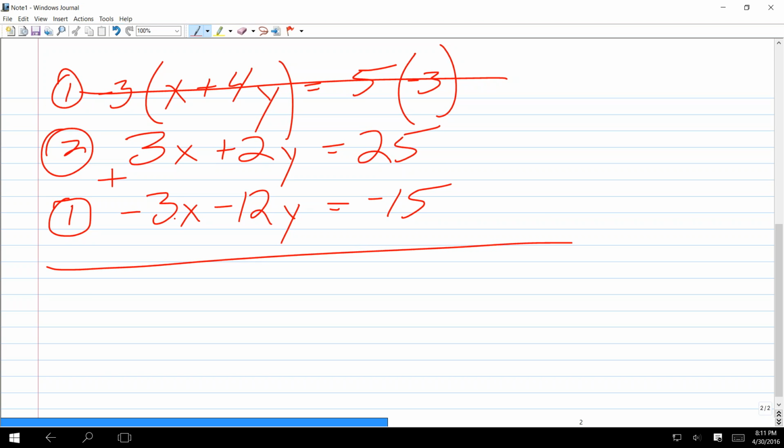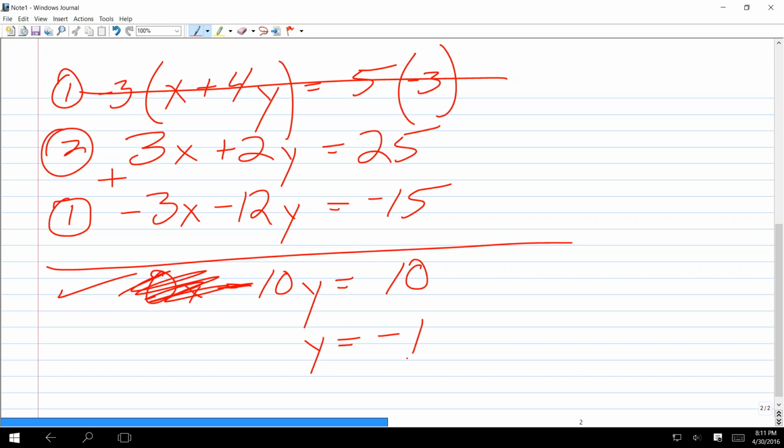And when I add them, the x variable goes away. That's 0x. When I add these two, I get minus 10y, and when I add these two, I get 10. I can now solve that equation because I don't have any x's. All I have is minus 10y equals 10. How do I solve that? Divide both sides by -10. So I end up with y equals minus 1.